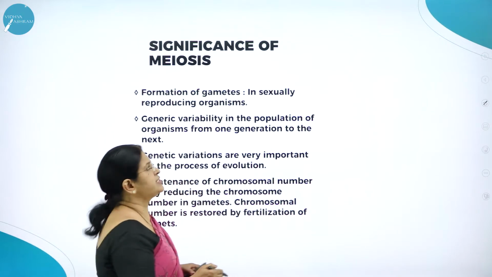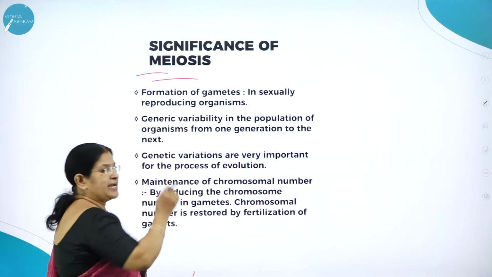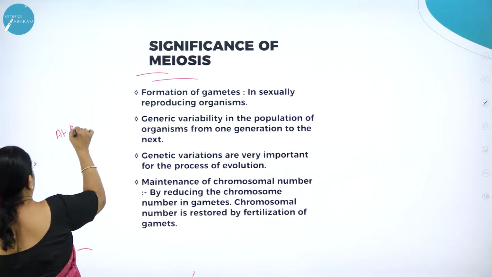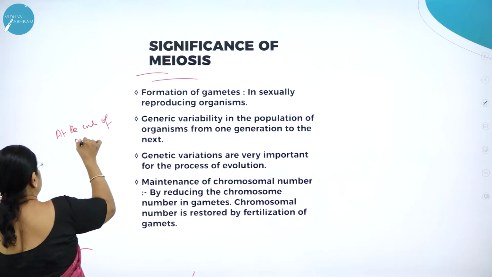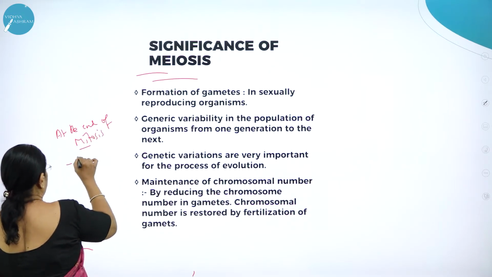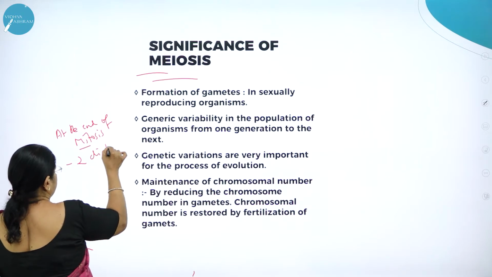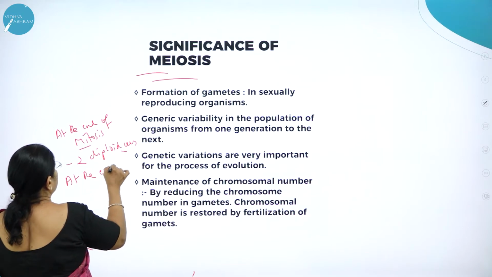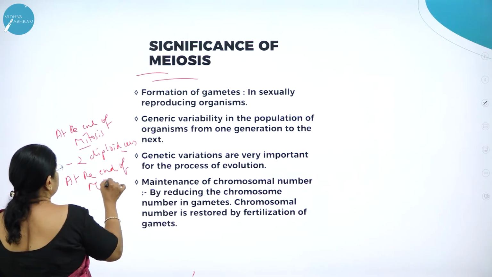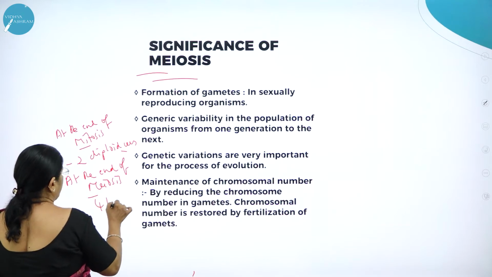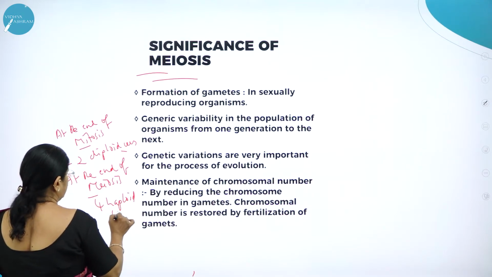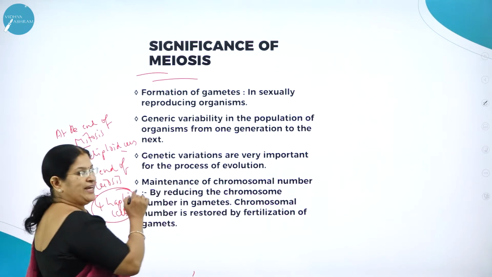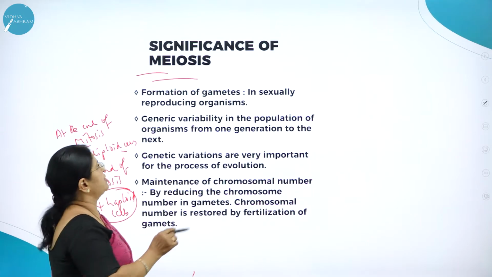So moving on to the significance of meiosis. Just like at the end of mitosis, we get 2 diploid cells, at the end of meiosis, we get 4 haploid cells. Now let us understand the significance of meiosis.